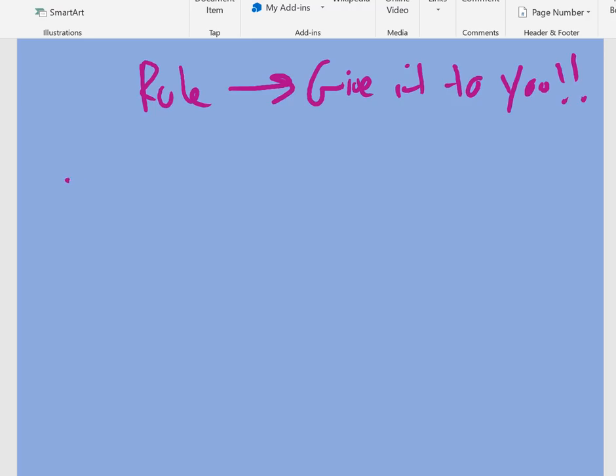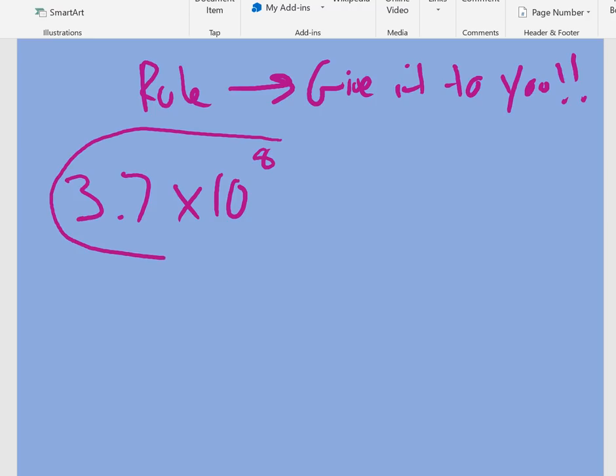This one, we're going to go backwards. 3.7 times 10 to the 9th. Or let's just say 10 to the 8th because we used 9 already. Well, what you need to ask yourself is, is this a big number or a small number? How do you determine that? Well, 10 to the 8th, is that a big number or a small number? That's a 1 with 8 zeros behind it. That's a huge number. If that was a negative 8, now you're talking about a very small number. It would be a very small decimal, okay?